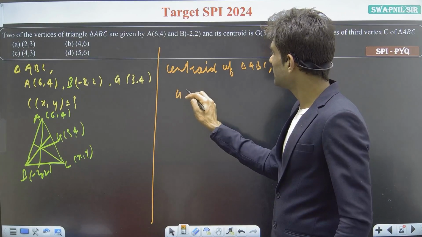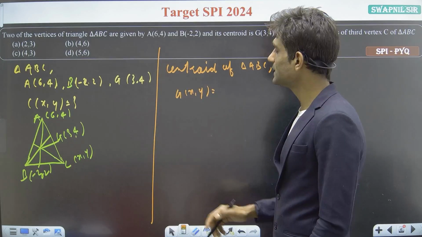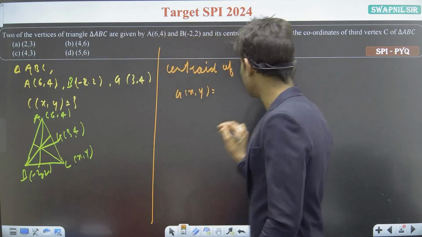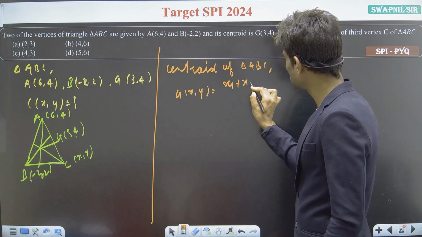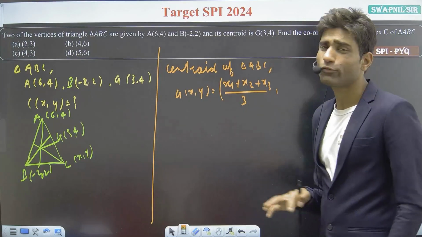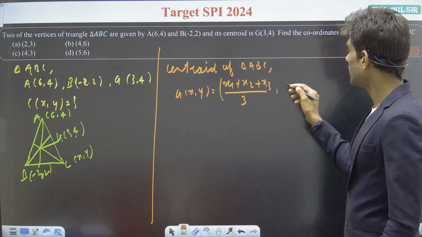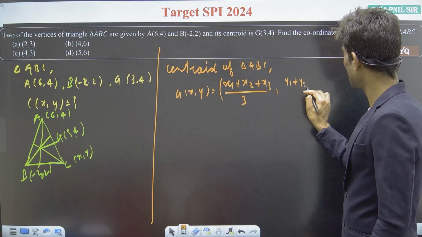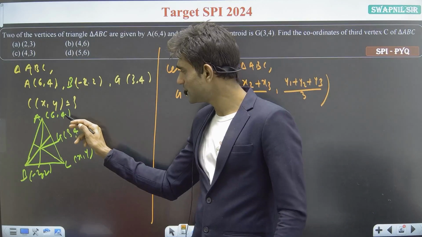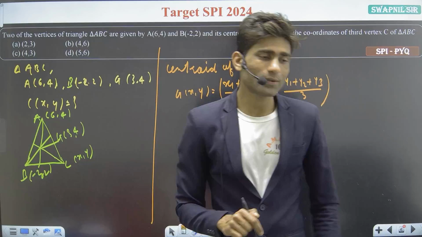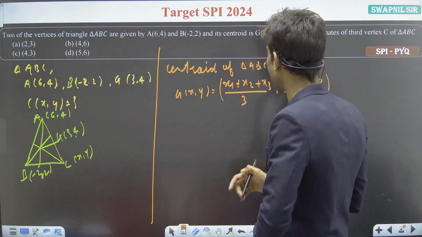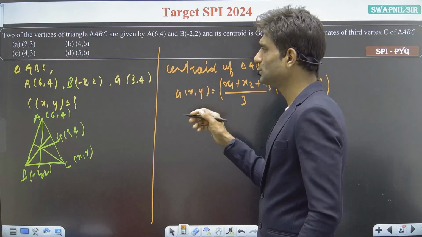So we write G of x, y as the centroid, which is equal to the addition of all these three vertices: x1 plus x2 plus x3 divided by 3. This one is the first coordinate for our centroid. And similarly, y1 plus y2 plus y3 divided by 3. This one is our second coordinate. Now see that this one is y1, y2, and this one is y3. So using all this data, we have to find the value for the third vertex C of x, y.